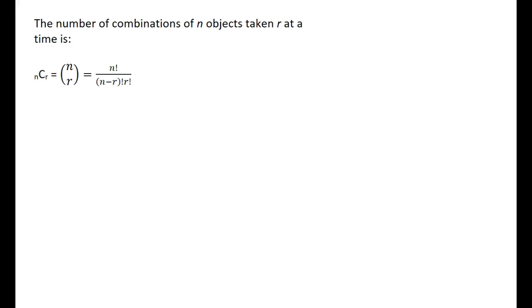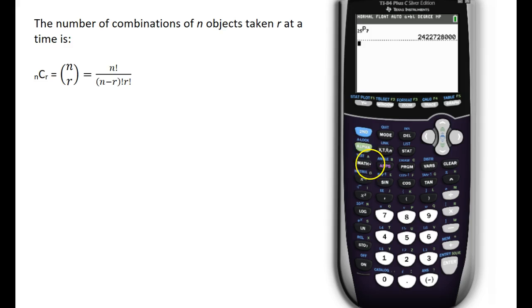And here's the formula for that. The number of combinations of n objects taken r at a time is n factorial over n minus r factorial times r factorial. And once again, we have that on our calculator. If I hit alpha F2, you'll notice that it's number 8, n choose r.